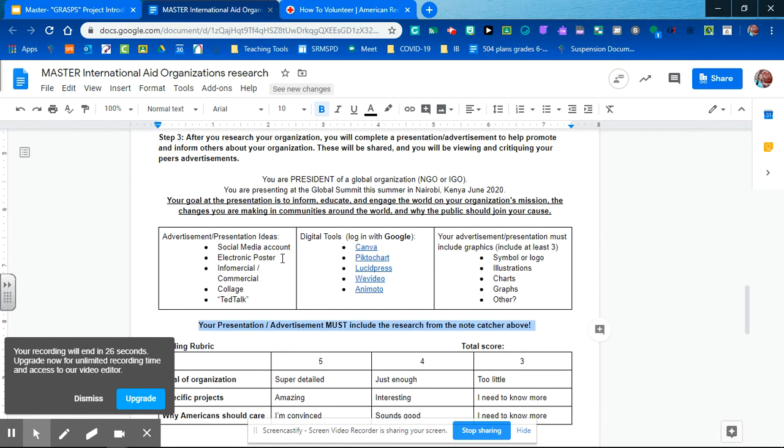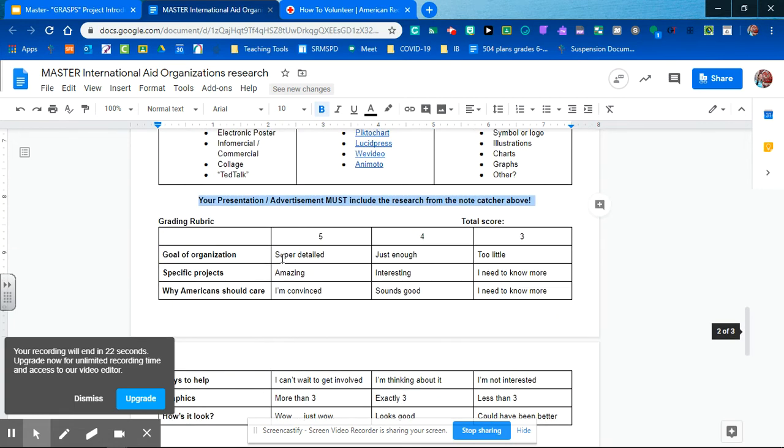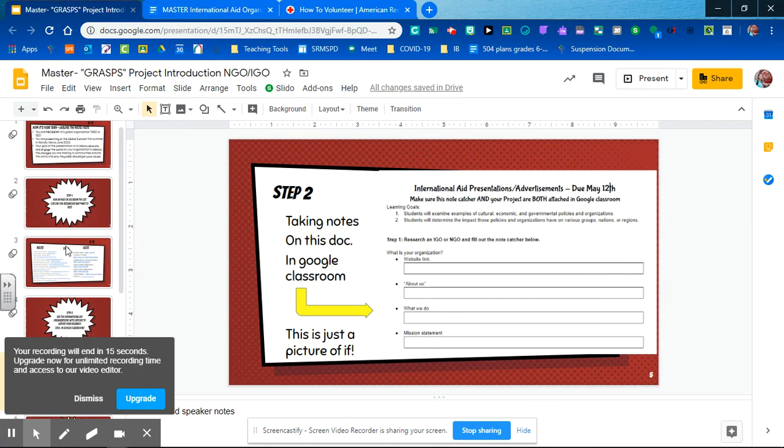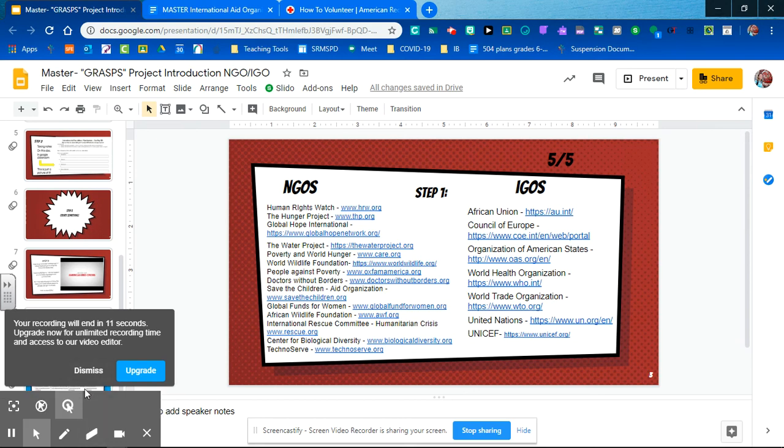This is a really quick overview of this. If you have questions, of course, email us. But that's it in a nutshell. And please, on the Google Slides, notice that there is a calendar. Please follow that.